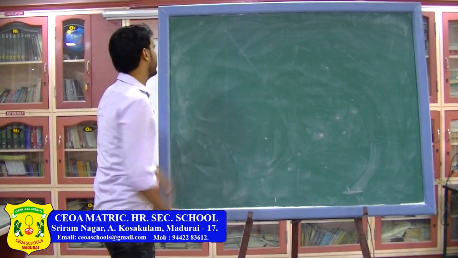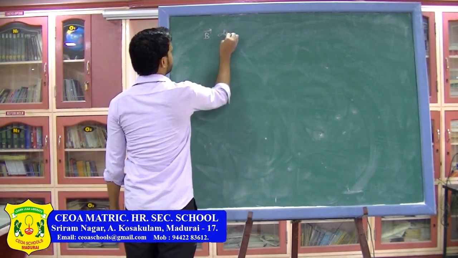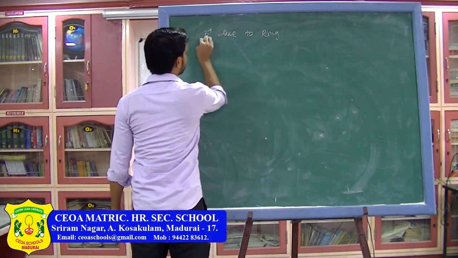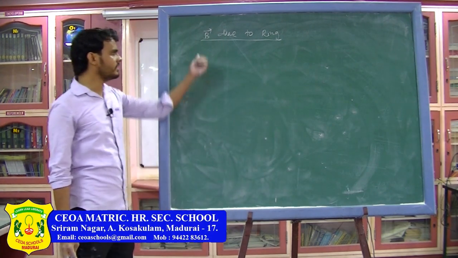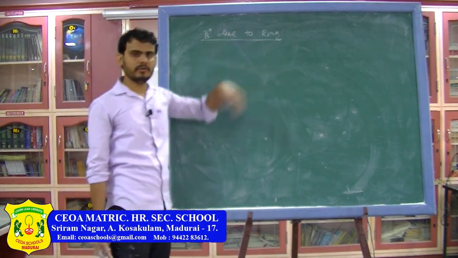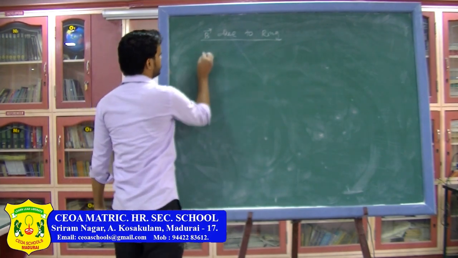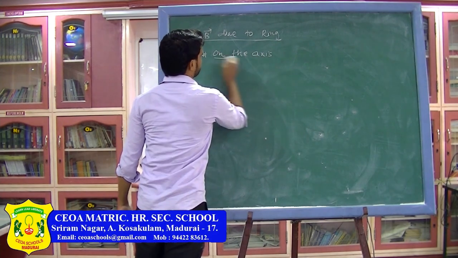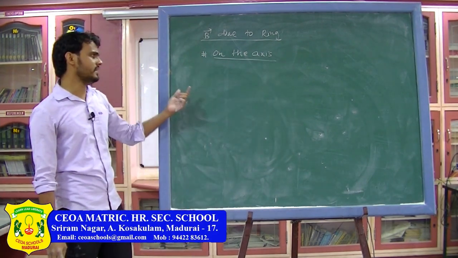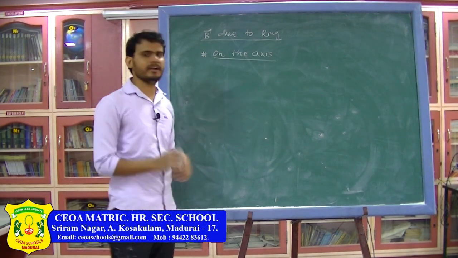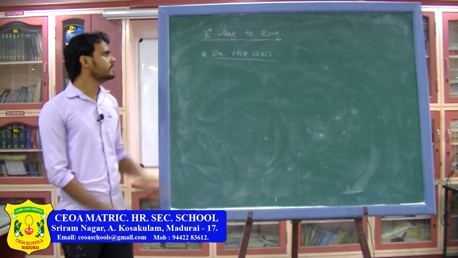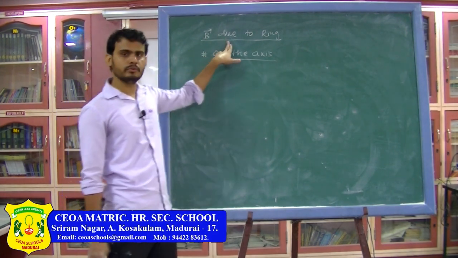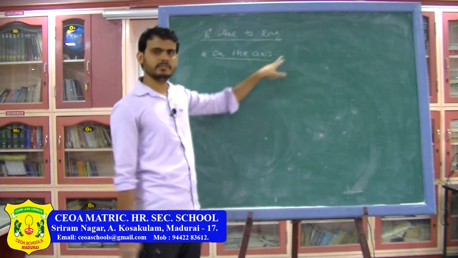Next we are going to do magnetic field due to a ring. So basically we have a circular ring and we are going to find magnetic field on the axis only. Again, remember there are multiple points possible, but we are going to find the magnetic field on the axis of the ring. So the total heading, if you want to write, will be magnetic field due to a current carrying ring on the axis of the ring.